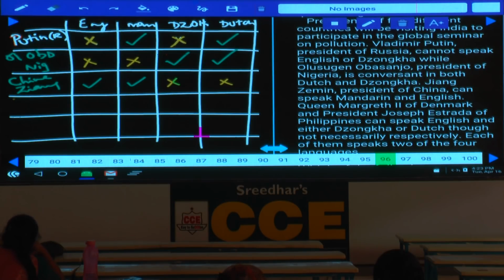Queen Margaret of Denmark. And who is the other person here? President Joseph Estrada from Philippines. Now between these 2, English is definitely true. They can speak English and either Jonka or Dutch. Either Jonka or Dutch means these 2 persons cannot speak both.